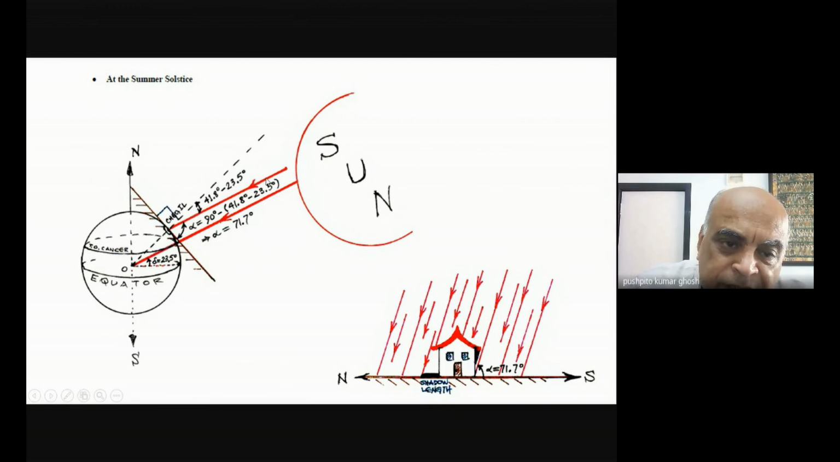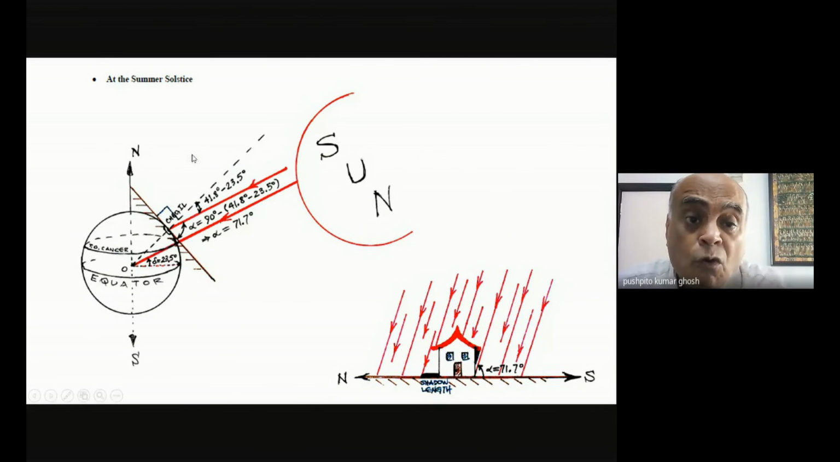Now I know that my angle of elevation is effectively this angle with the horizontal. And this is my zenith angle. This is my 41.8 degrees, and my declination angle is 23.5 degrees. So the zenith angle will be equal to 41.8 degrees minus 23.5 degrees, and this angle therefore will be equal to 90 degrees minus (41.8 degrees minus 23.5 degrees), and so alpha, which is my elevation angle, is equal to 71.7 degrees.